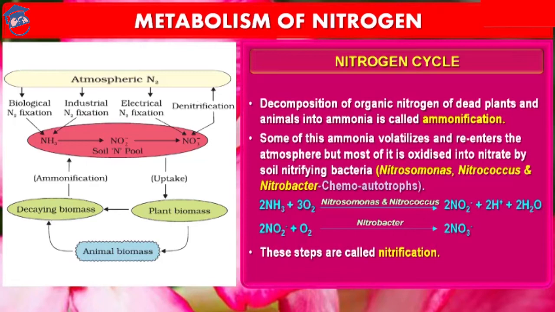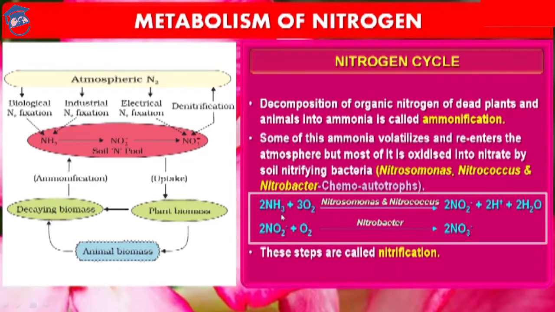Ammonia is first oxidized to nitrite. As you can see, this ammonia is oxidized into nitrite by the bacteria Nitrosomonas and Nitrococcus. The nitrite is further oxidized to nitrate with the help of the bacterium Nitrobacter. So these steps are called nitrification. These nitrifying bacteria are called chemoautotrophs.